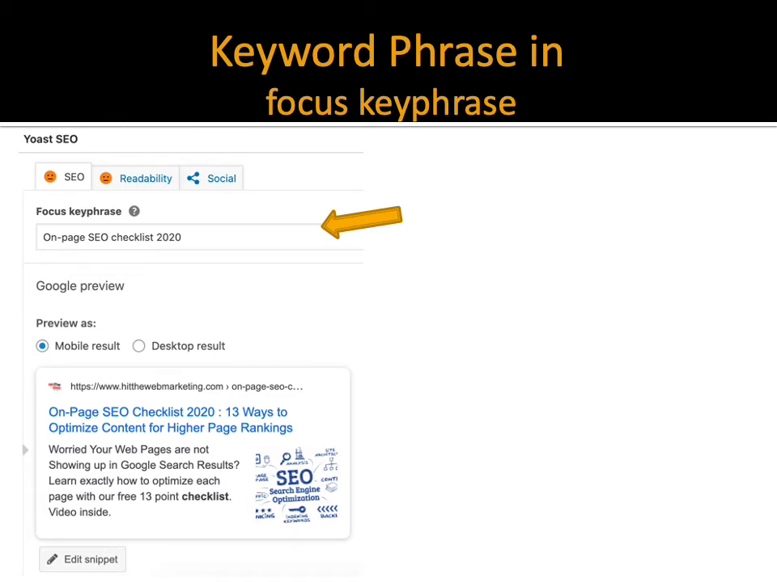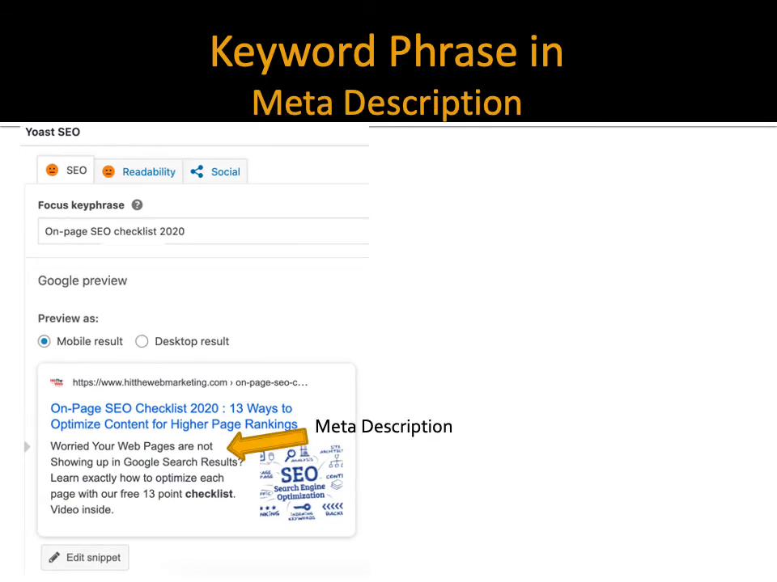And the next one, the meta description, starts off with on-page SEO Checklist 2020. Then a good question, such as: worried your web pages are not showing up in Google search results? A good question towards what they might be worried about, or you're trying to tell them how this helps solve their problem. Then a short sentence: learn exactly how to optimize each page with our free 13-point checklist. Everybody likes something for free and something that's valuable.